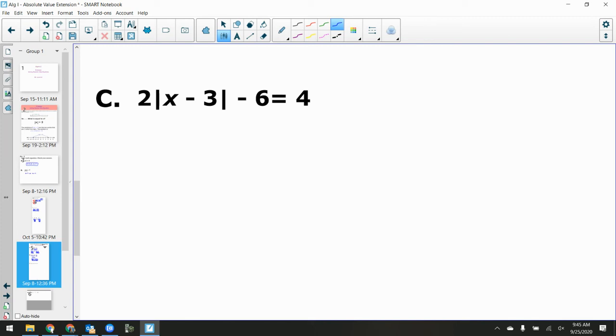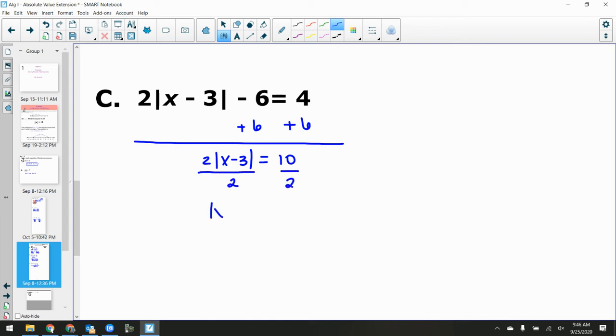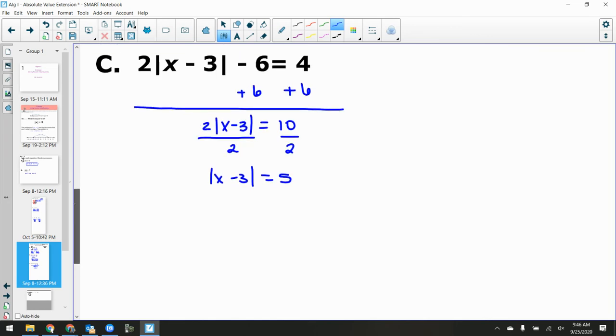Then I can divide. So I add 6 to both sides to get 2 times the absolute value of x minus 3, bring down everything that we didn't use, and then 6 plus 4 is 10. Now we divide. So the absolute value of x minus 3 is 5. And it's at this point again, now that the absolute value is completely alone, that's when we start to make our 2 equations.